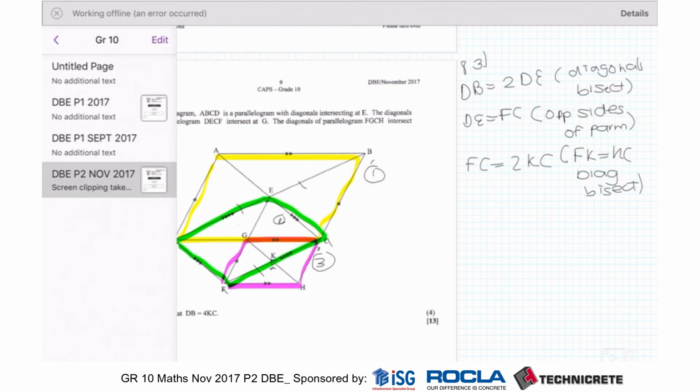Okay, now we want to relate the KC to the DE. Ooh, I can already see, here's my FC, here's my FC. So that must mean that DE is equal to 2 of KC.